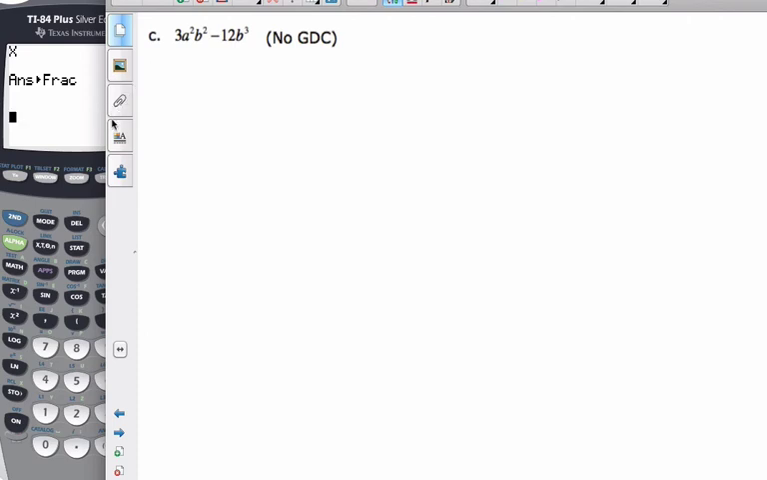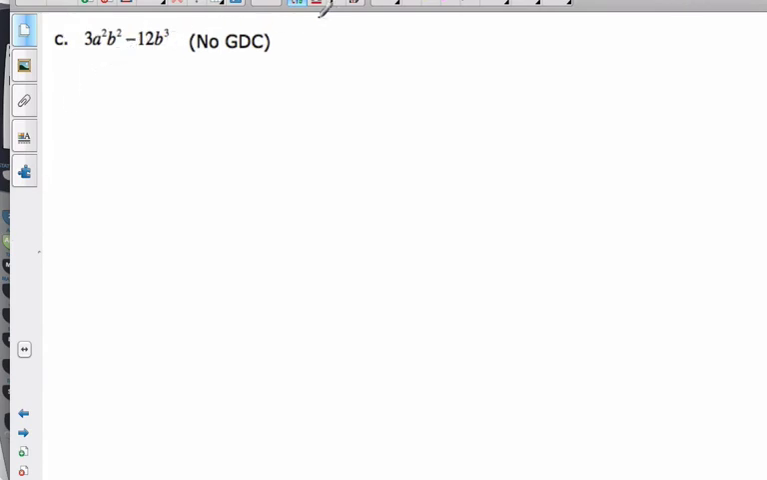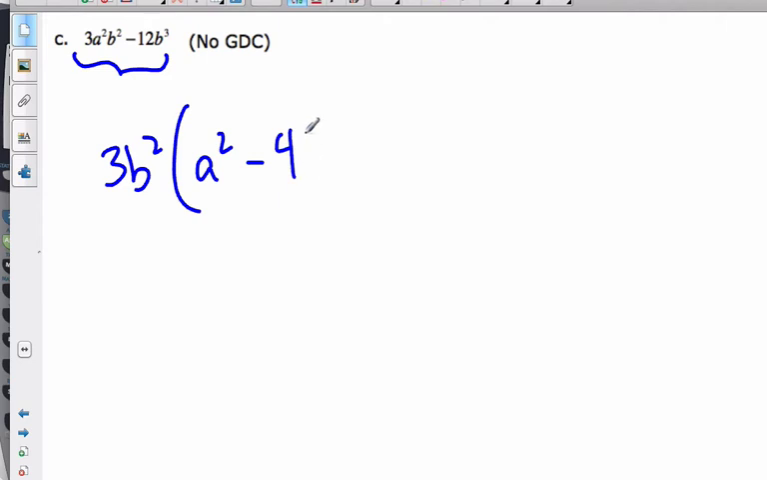Next example, no GDC this time. First thing we always have to do is look for common factors. Common factors are always the first thing. If I look at that, I know I have a 3 and a b cubed. So I have 3b squared. When I do that, I have an a squared. And here, if I take a b squared, I get a minus 4b. And this one does not. It is finished. There's nothing else I can do here. Done.